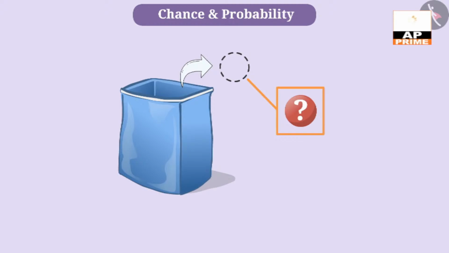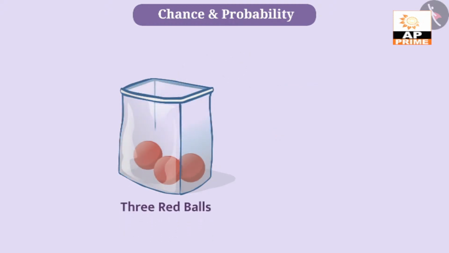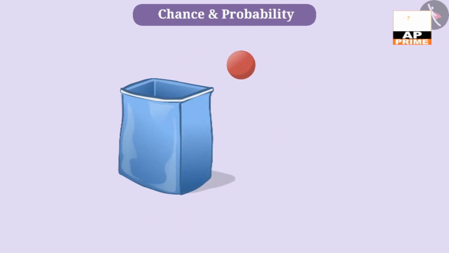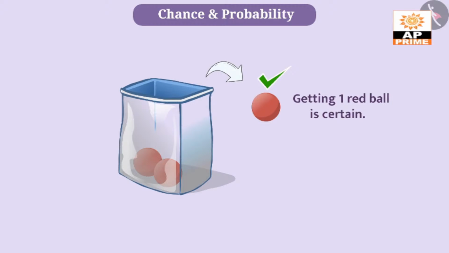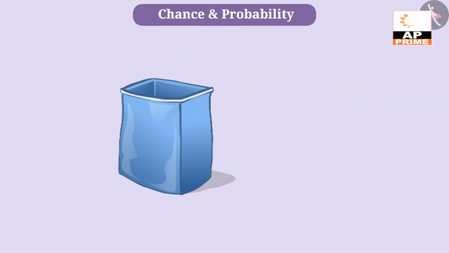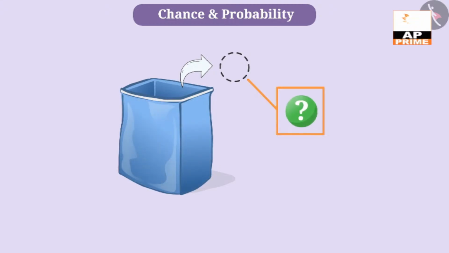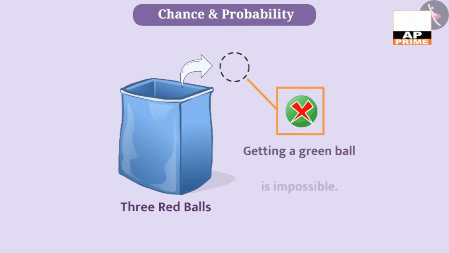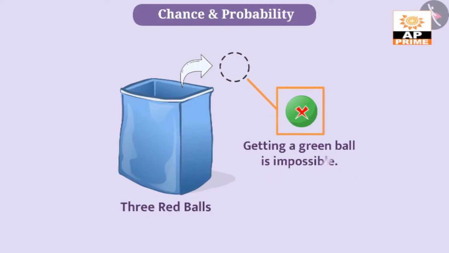Absolutely right. Here, without seeing these 3 red balls, getting one red ball is certain. Is it also certain that if we draw out one ball from 3 red balls without seeing it, then it can be a green ball? Think. Definitely, your answer will be no, because taking a ball without seeing from 3 red balls and getting a green ball is impossible.